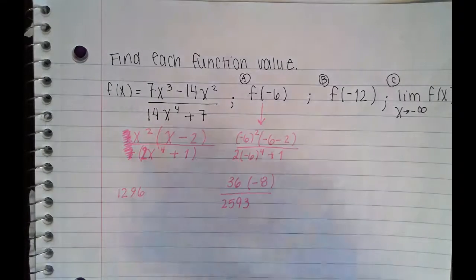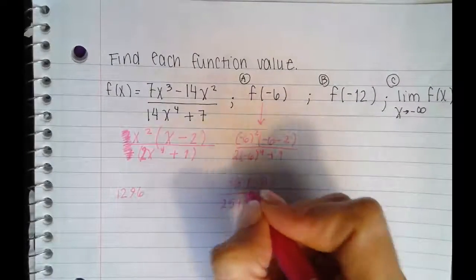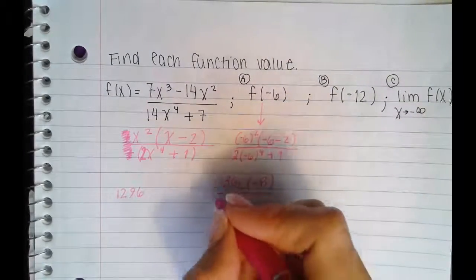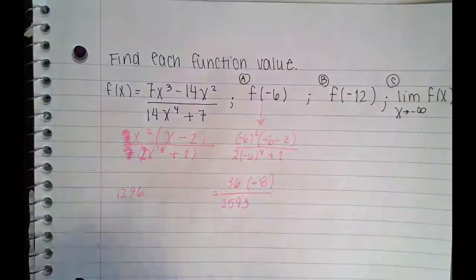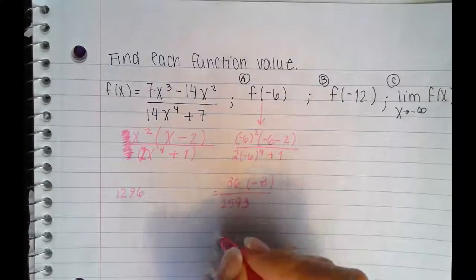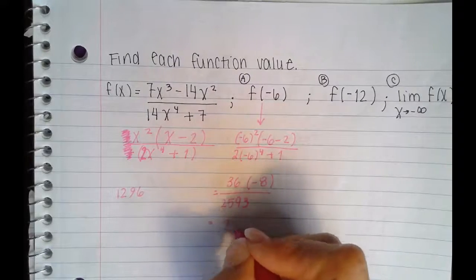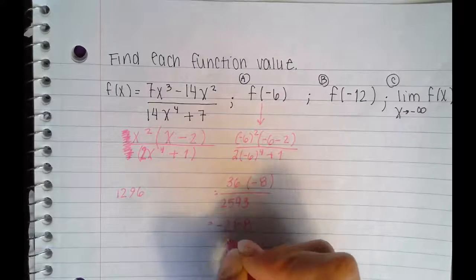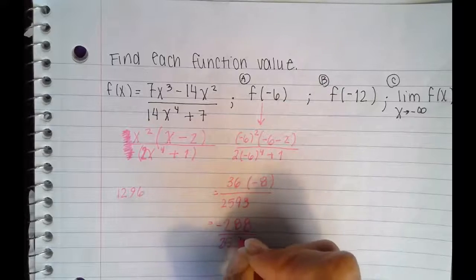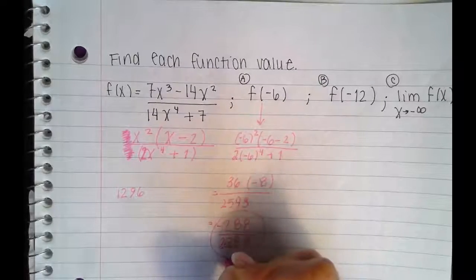So what I want to do is 36 times 8. Quick tricks for doing mental math. 8 is 2 times 2 times 2, so 36 times 2, 72 times 2, 144, times 2 is 288, negative over 2593. I'd leave it like that unless it asks for a decimal.